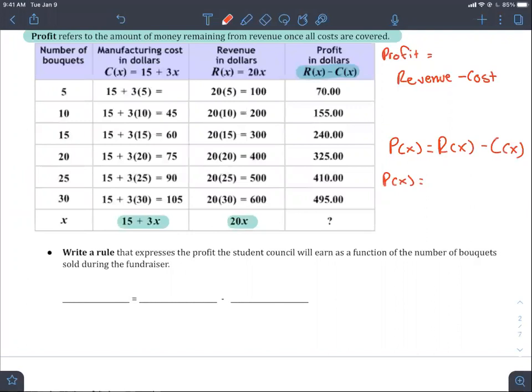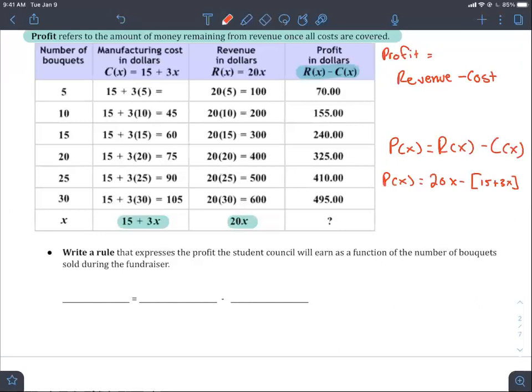So putting this all together, we are now combining two functions, our revenue and our cost equation. The operation of our combination is subtraction, but we are still combining two functions. So we're going to have 20x minus, and this is the very careful part, the whole cost equation. We're going to remember how parentheses work.